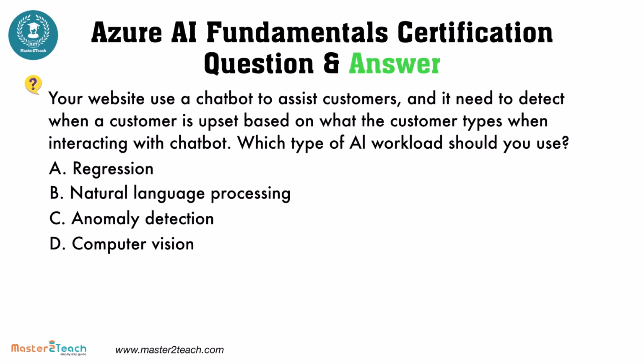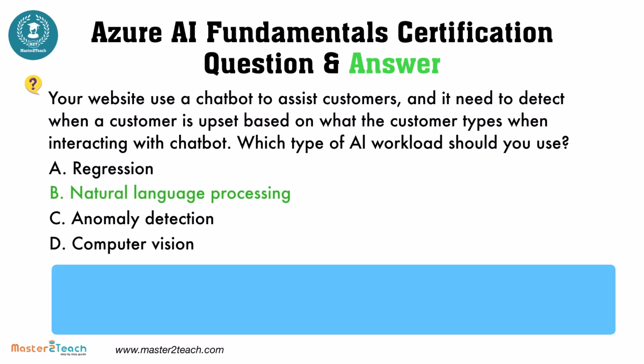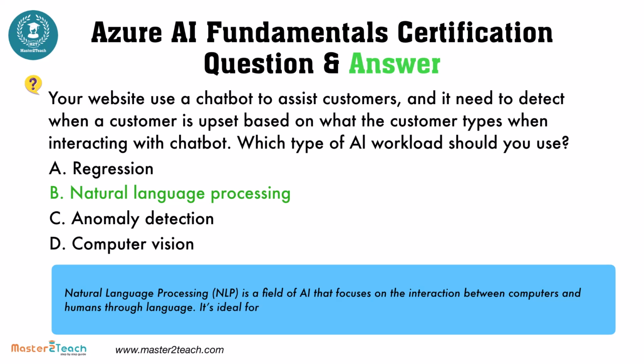The correct answer is natural language processing. Natural language processing, NLP, is a field of AI that focuses on the interaction between computers and humans through language. It's ideal for understanding and analyzing text to detect emotions or sentiments.